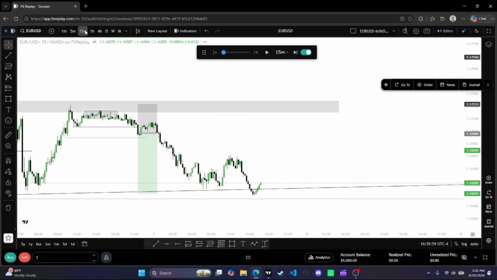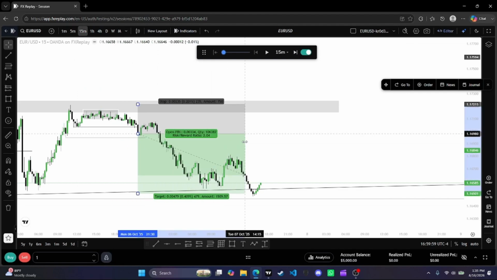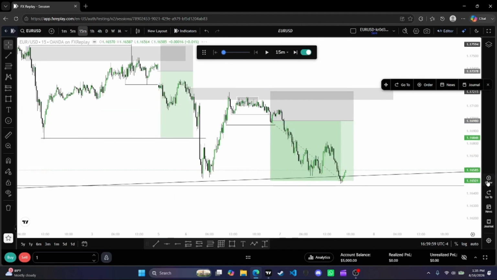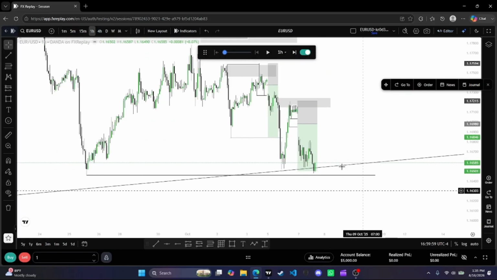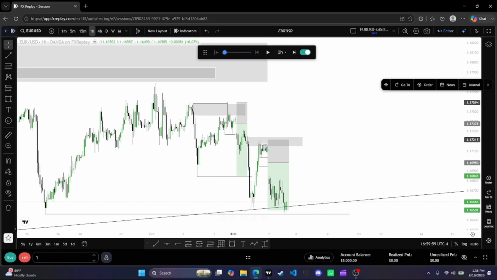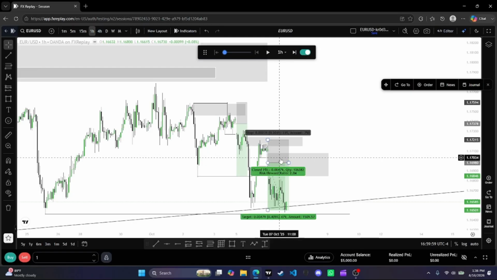Alright, so it has hit the TP. Now where can be our next entry? As we can see, there is some gap left here, so we will expect this to be filled soon.